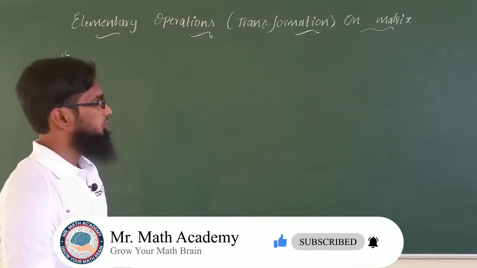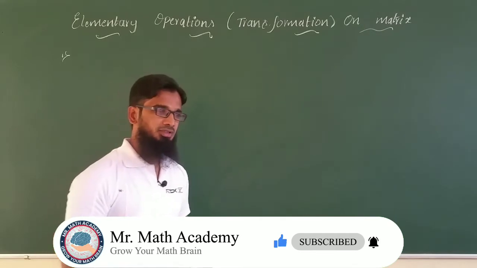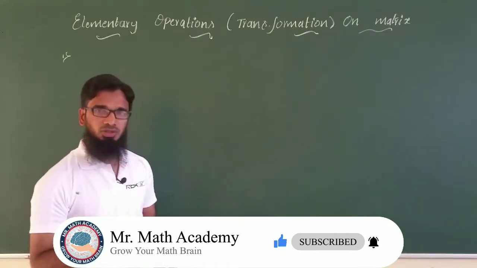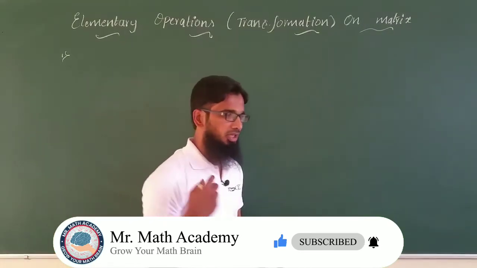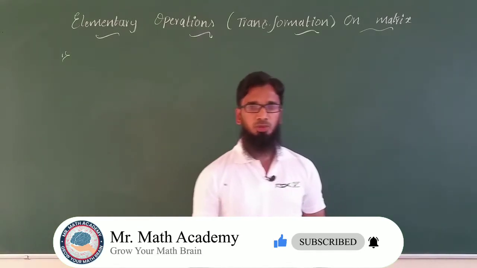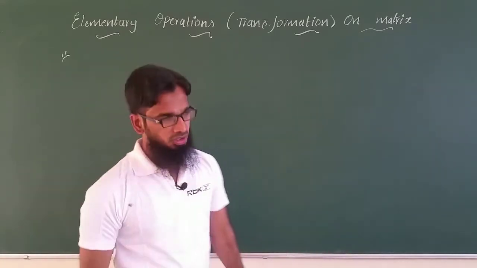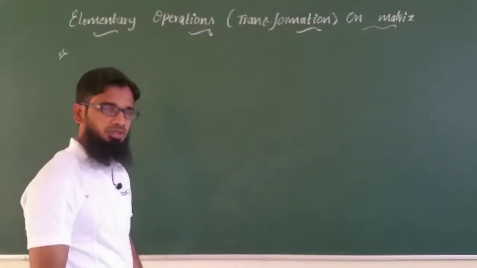Out of these 6 elementary operations, 3 are for the rows and 3 are for the columns. That means we can apply 3 elementary operations to the rows, and the same elementary operations we can apply to the columns also. So the total becomes 6. Now we will study them one by one in detail.